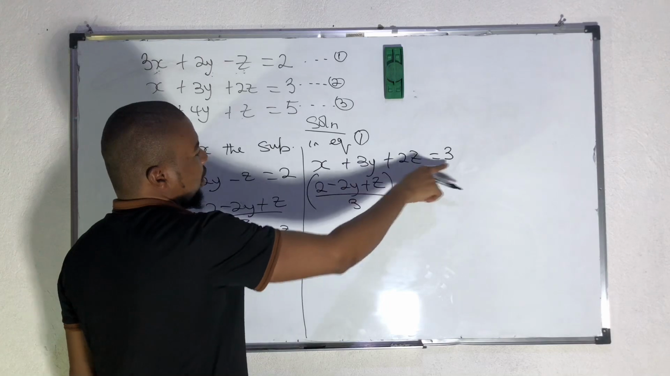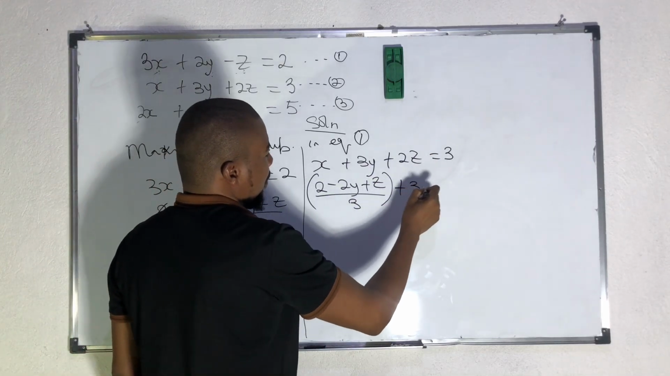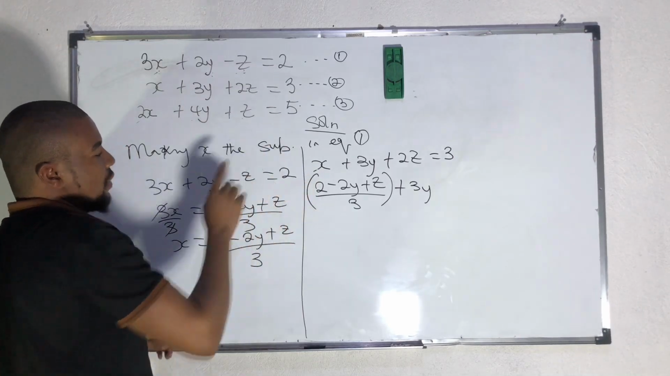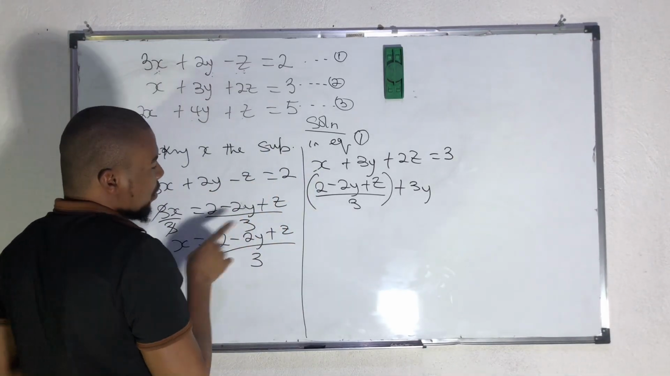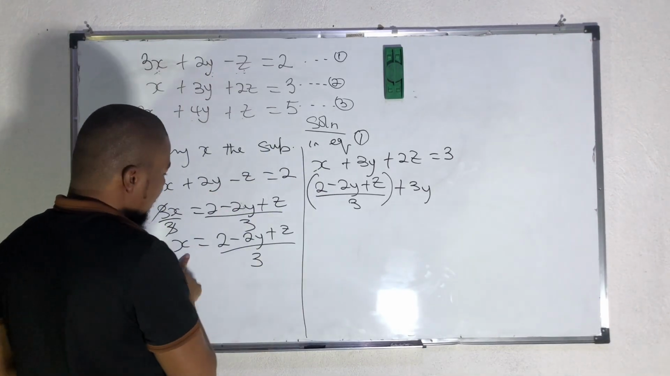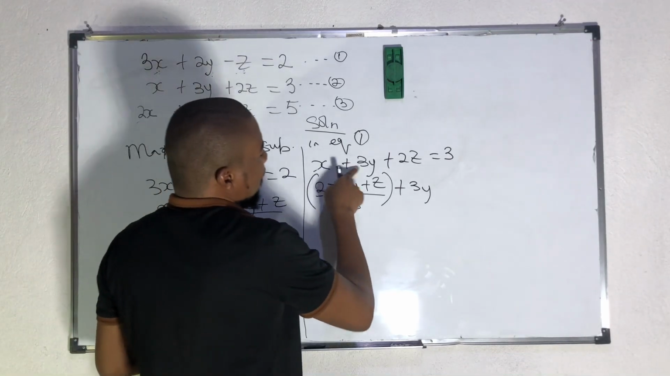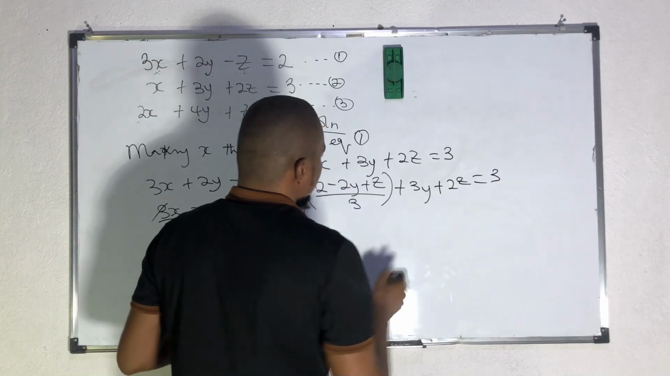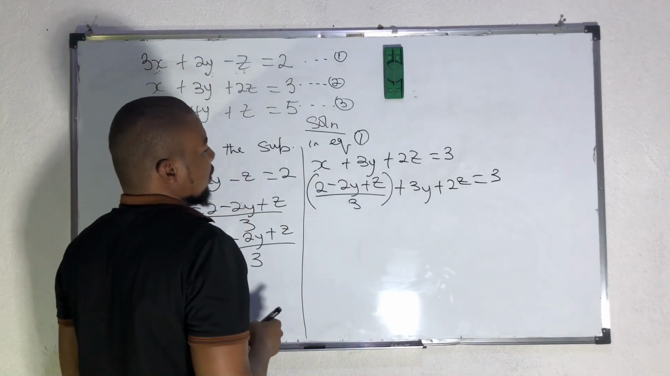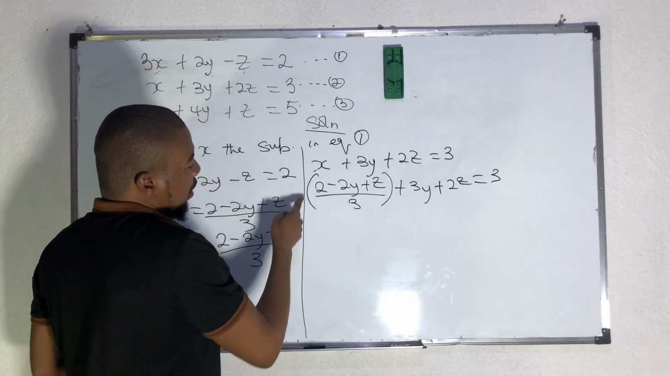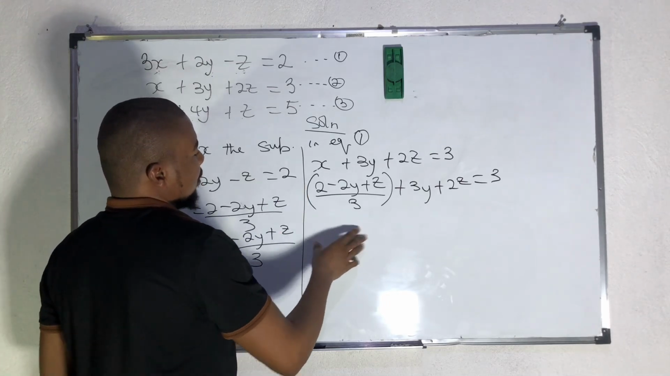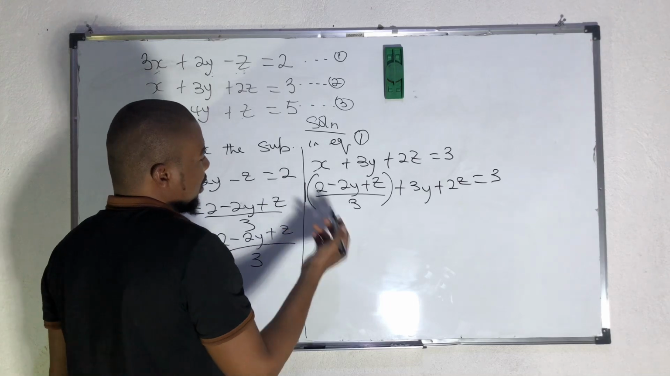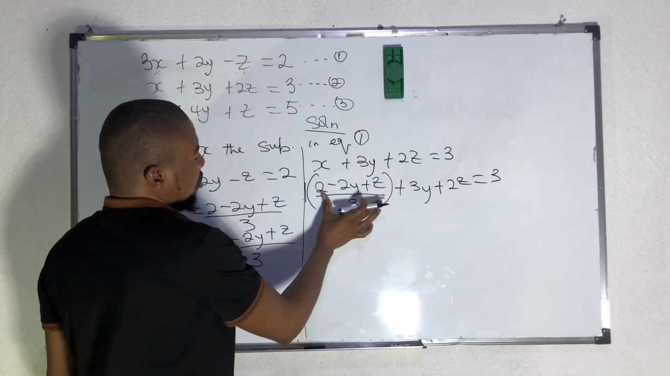And I'll write everything here down, plus 3y. Remember, we only replaced x with its value. x is equal to this. So wherever we see x, we put this because x is equal to this. You copy down the 3y plus 2z is equal to 3. I'll now remove the brackets because the number in front of here is 1, so it's as good as multiplying it by 1, so it's not changing anything. 1 times everything here is also everything here.